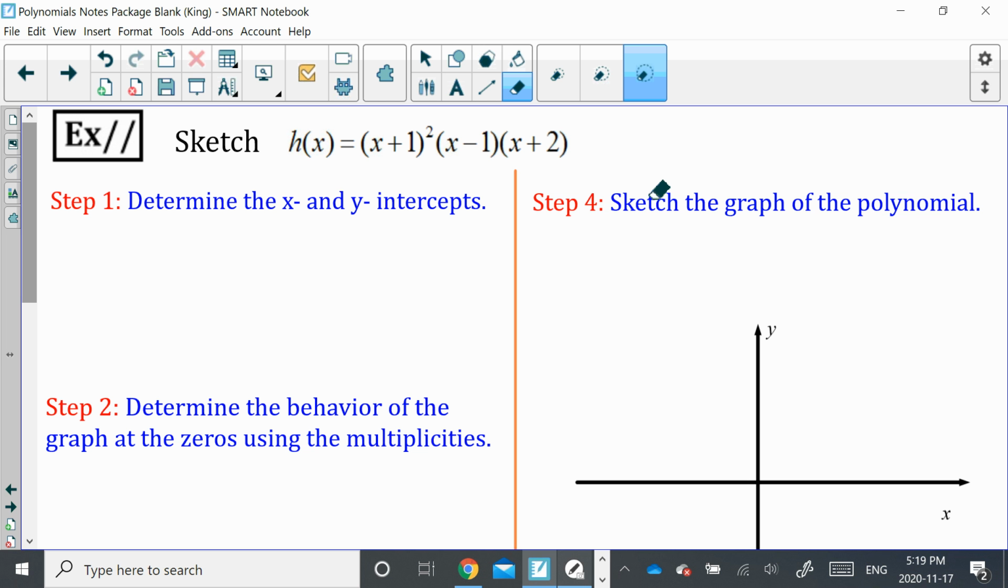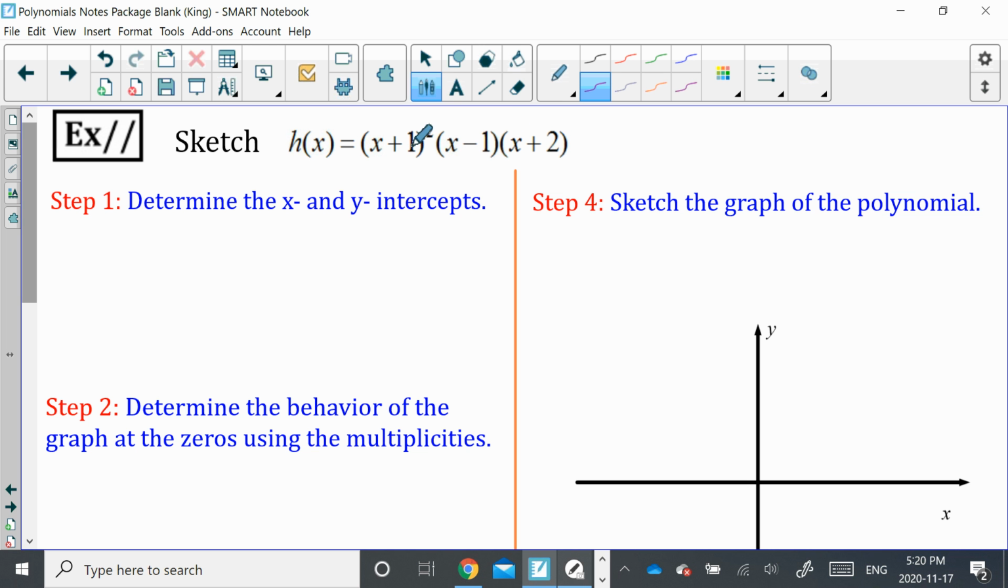Okay, so the first two examples we're going to do will be essentially reviewing and putting together everything we learned in lesson 8. So hopefully this question will for the most part be a review. It says sketch the graph of this polynomial function, and it gives it to us in factored form. It's always nice when it's in factored form because I can easily look at the factors and get the zeros from these factors.